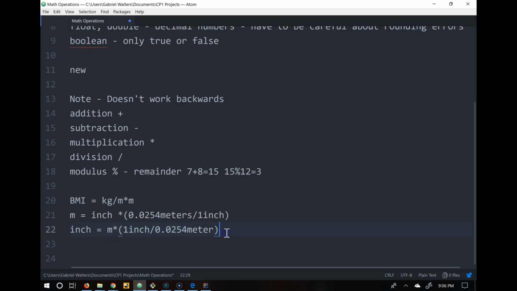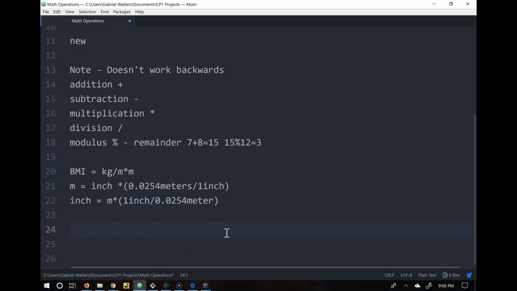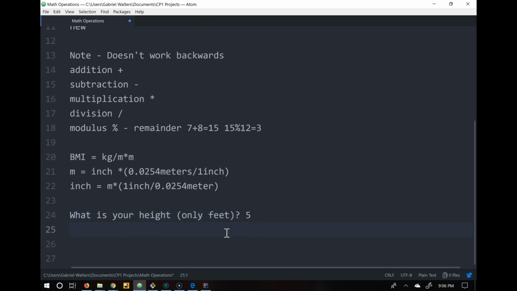So if I was asking them, what is your height, and I type something like only feet, and I ask them that question, and they say they're, let's say, 5'9", they're going to put 5. That's 5 feet. And then I'm going to want to store that as feet. Feet is equal to their input.